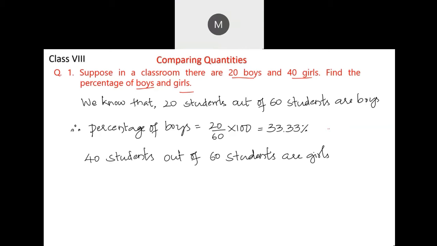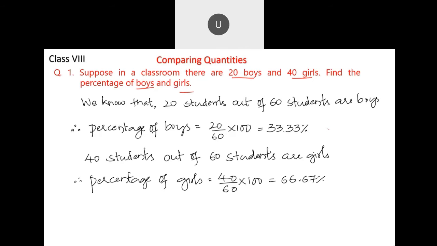40 students out of 60 students are girls. So the percentage of girls will be 40 by 60 into 100, which is 66.67%. You may get the doubt, why did I write 66.67? Why not 66.66? Because we should estimate it, so that 66.67 and 33.33 become 100.